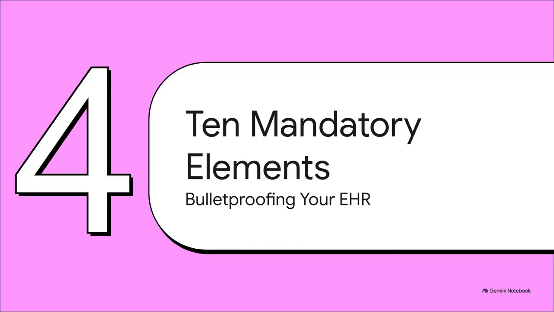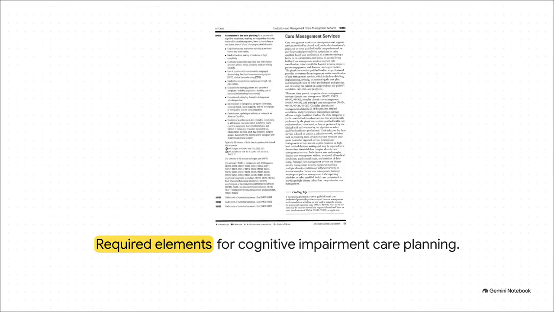This is a heavy lift, which is exactly why the reimbursement for this code is so substantial, but it also means auditors are watching it like a hawk. Moving on to Section 4, the 10 mandatory clinical elements, bulletproofing your EHR. Straight from the AMA's CPT manual, we have an exhaustive list of required elements to build up this 99483 code. You can't just guess what goes into the provider's note here. The AMA has laid it out step by step for us.